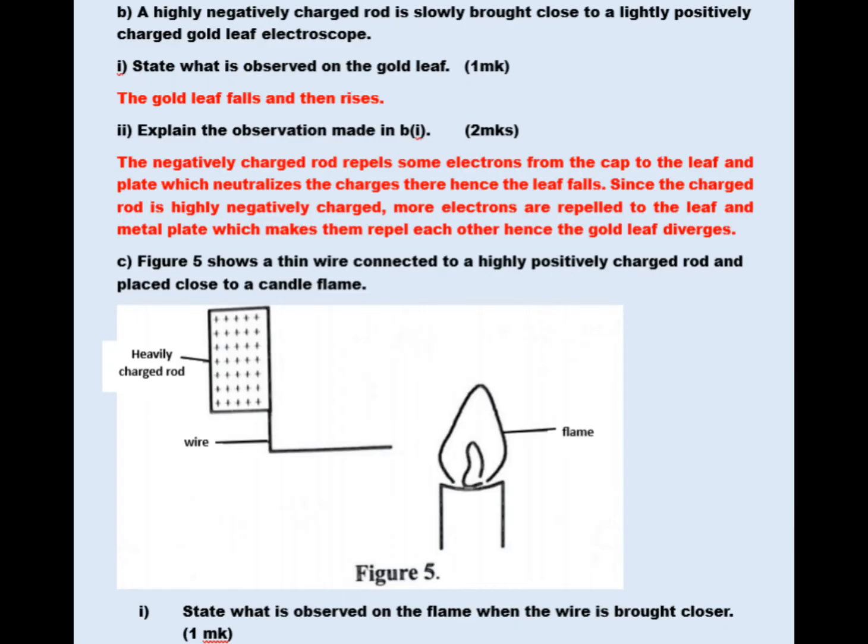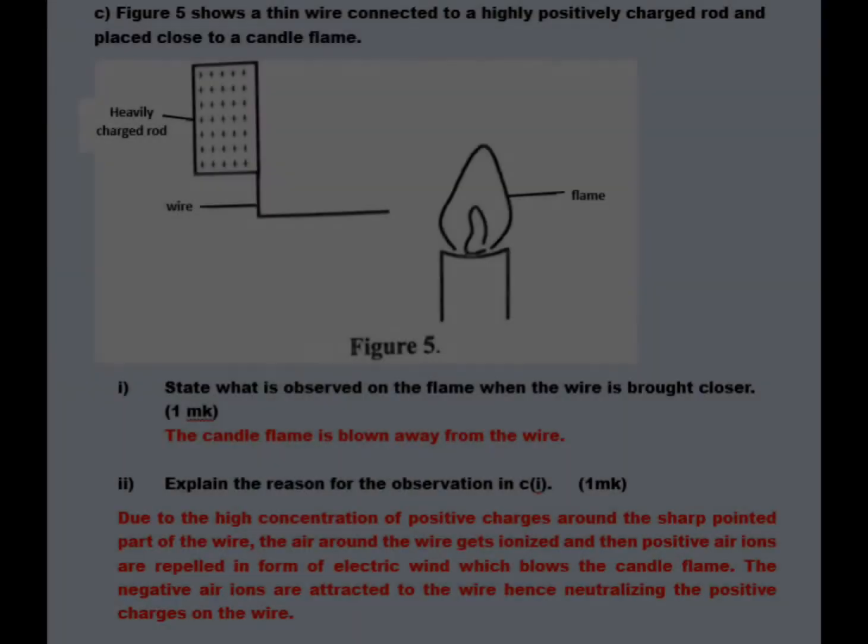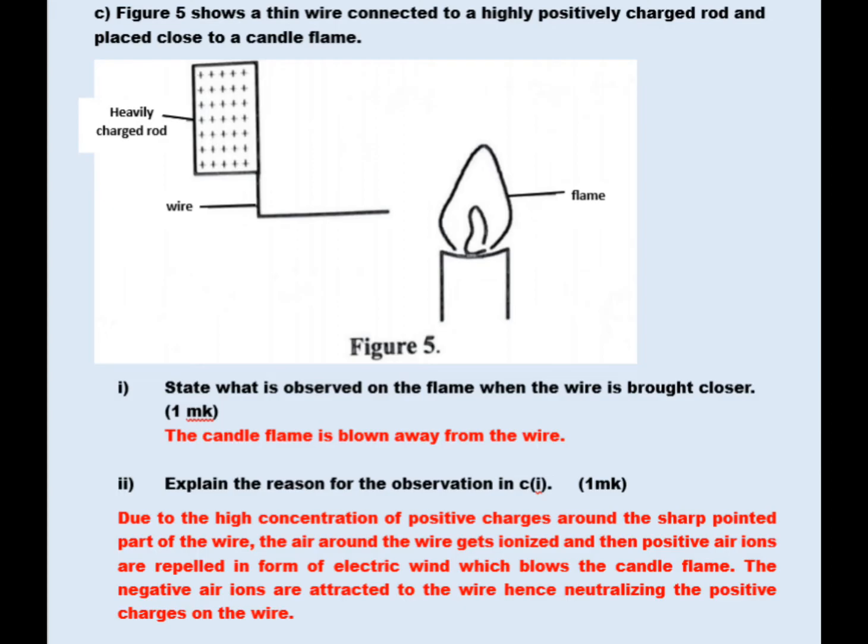Figure 5 shows a thin wire connected to a highly positively charged rod and placed close to a candle flame. So we have a thin wire, as you can see there, highly positively charged rod, as you can see there, and the flame. State what is observed on the flame when the wire is brought closer. So when the wire is brought closer, of course the flame will blow away from the wire. Explain the reason for the observation in C.